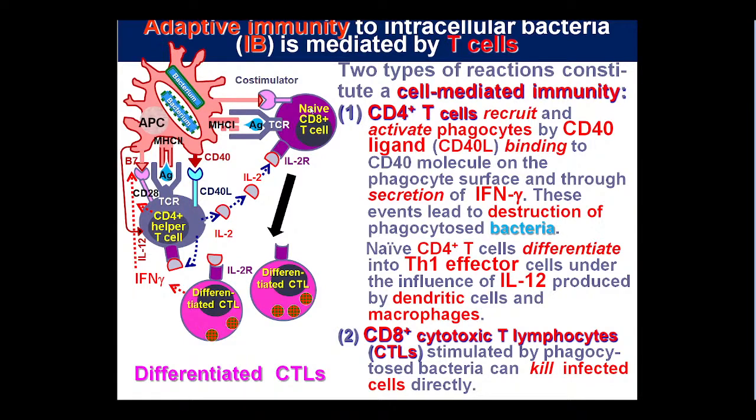What is happening with the CD8 lymphocytes? CD8 lymphocytes, precursor cells, are activated by presentation of the microbial antigen in the complex with MHC1 protein. This is a presentation of endogenous antigen in contrast to the first with the MHC2. MHC1 presents endogenous antigens.